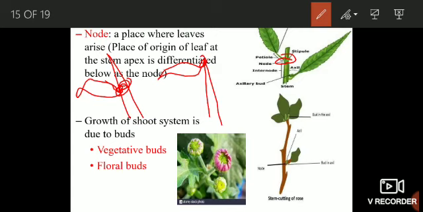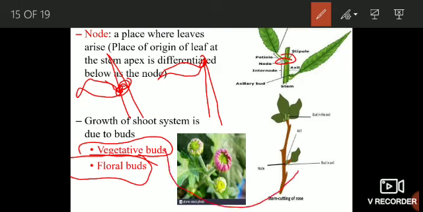And the growth of a shoot system is possible because of the presence of buds, and these buds are of two distinct categories. First of all, you have vegetative buds, and second, you have floral buds. Vegetative buds are those buds which are involved in the vegetative growth of the plants, and floral buds are those buds which are involved in the formation of flowers, that means reproductive buds.